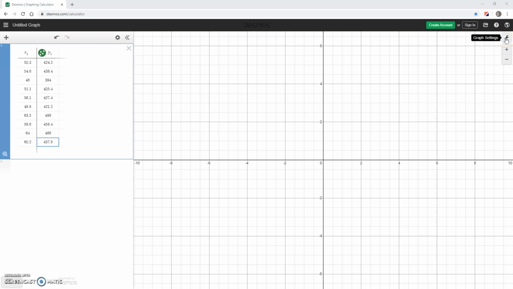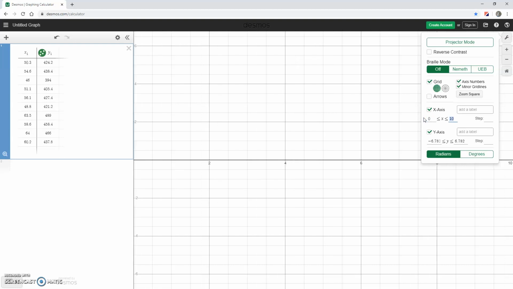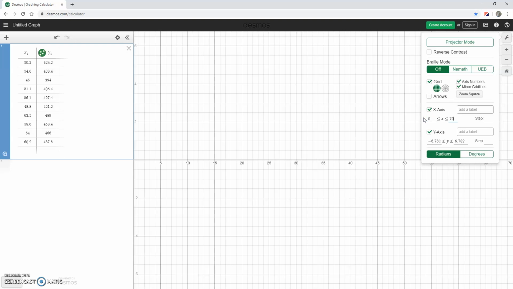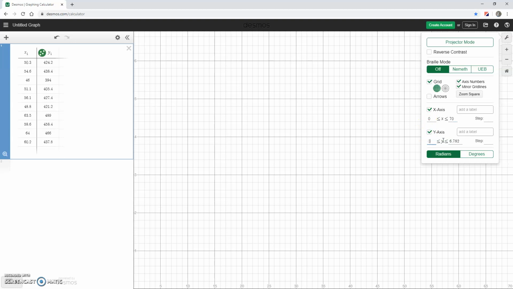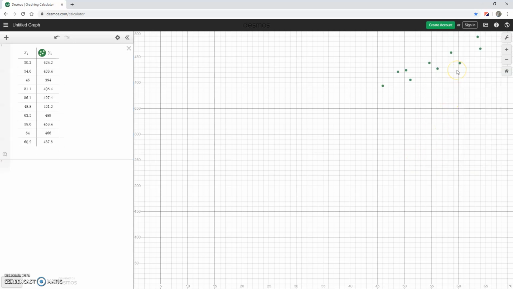If we click on this wrench icon over on the right, this will allow us to change the minimum and maximum values for X and Y. The graph that we had in our notes was going from an X value of 0 to 70, and for our Y values, this was going from 0 to about 500. By changing those values for X and Y, now we can actually see where these points are getting plotted.